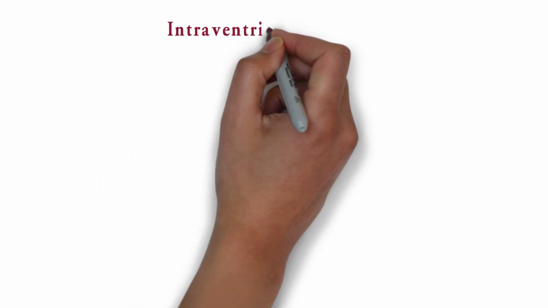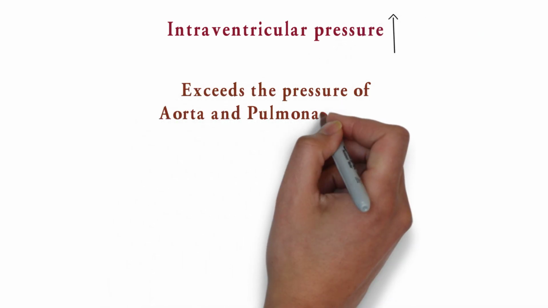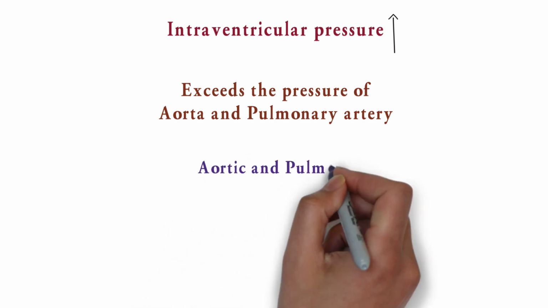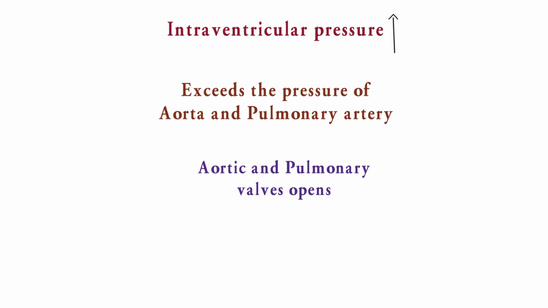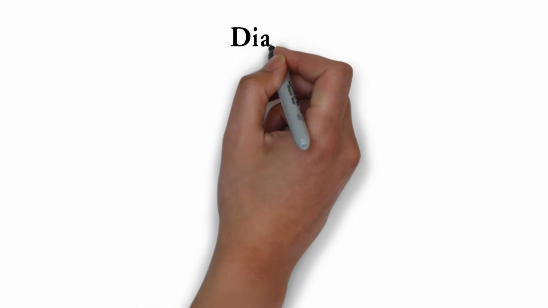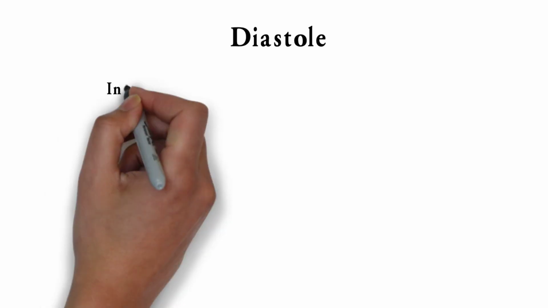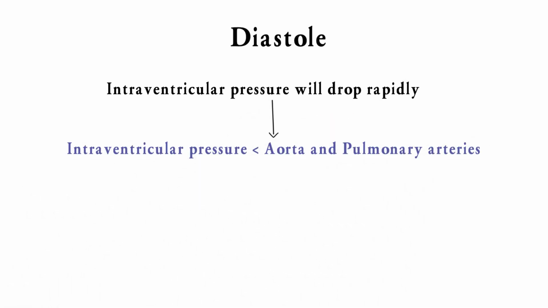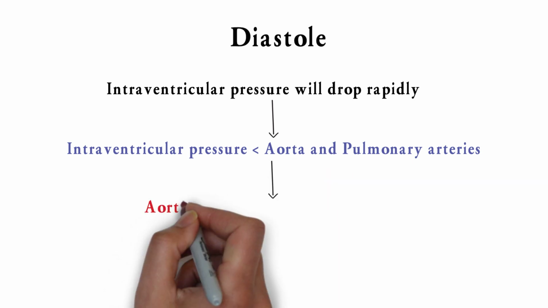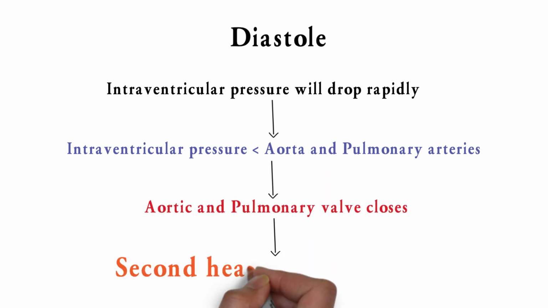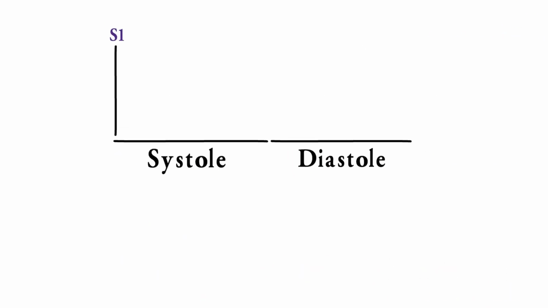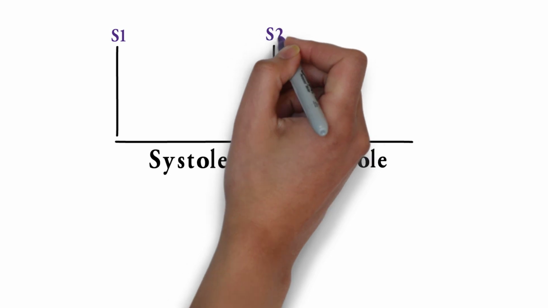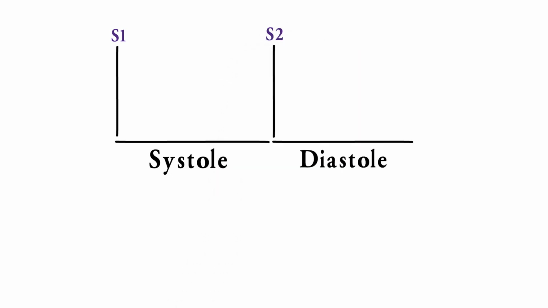As systole continues, intraventricular pressure progressively becomes more, and the pressure becomes so high that it exceeds the pressure of the aorta and pulmonary artery, due to which the aortic and pulmonary valves open and the blood is ejected from the ventricles into the major vessels. After that, there is onset of diastole, that is, both ventricles start relaxing. So, intraventricular pressure drops rapidly, and the time comes when the intraventricular pressure becomes less than the pressure of the aorta and pulmonary arteries, and therefore the aortic and pulmonary valves close, which produces the second heart sound, that is, S2. So, in our line diagram, we can make it here as S2 during the onset of ventricular diastole.